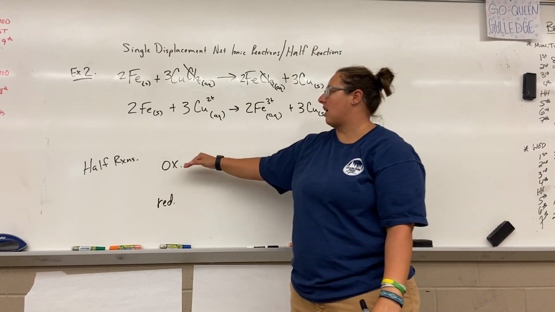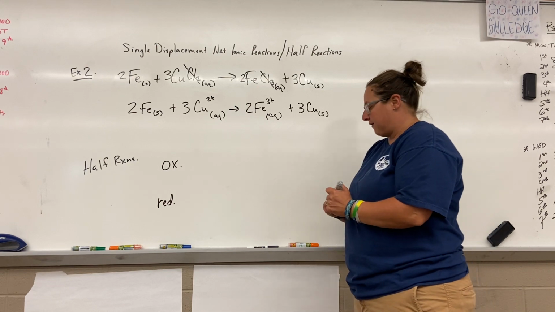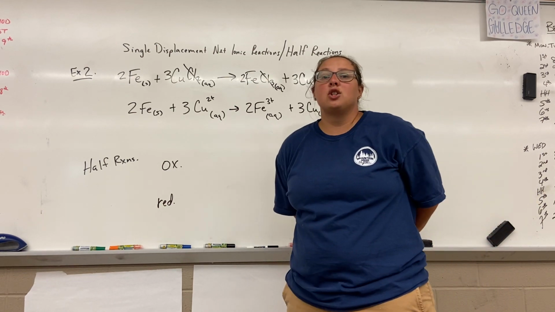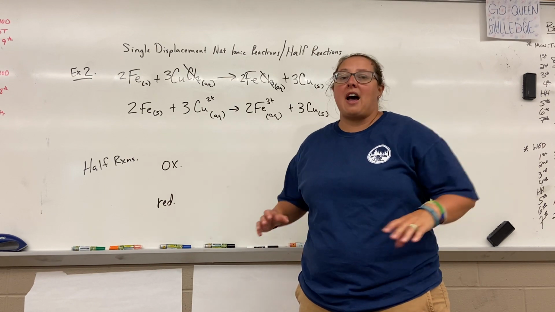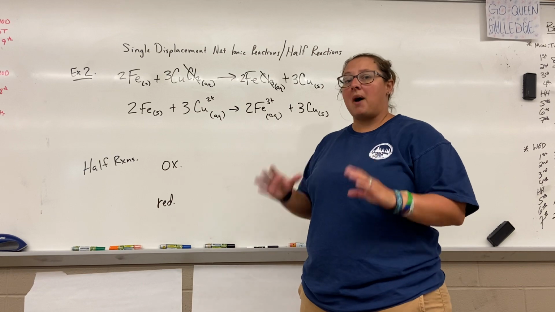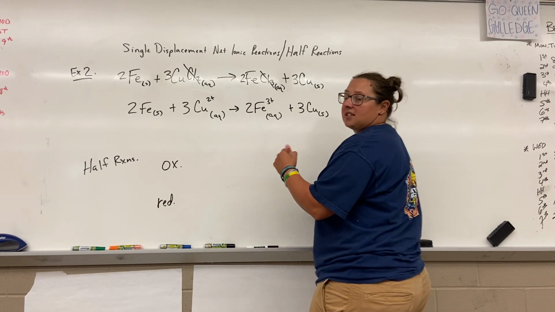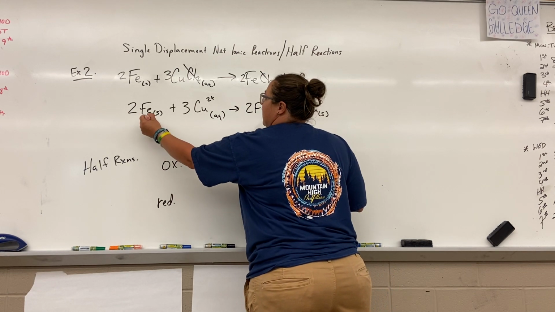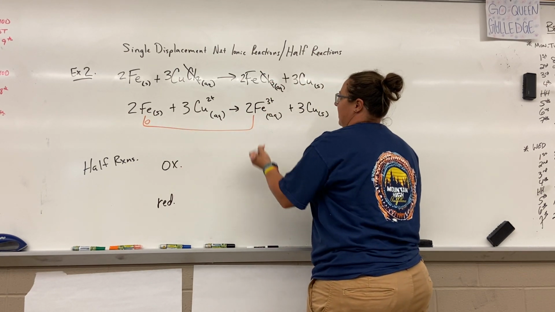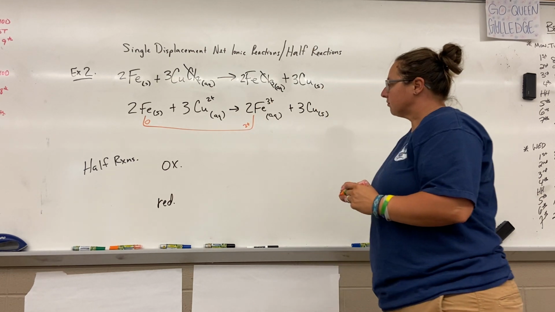Now let's talk about our oxidation and reduction half reactions. So I have to figure out the species that is oxidized. So remember, oxidized is losing electrons. So what happens to the oxidation states? The oxidation states get more positive. So the thing that is getting more positive as the reaction proceeds is iron, because it's going from a 0 oxidation state to a 3+ oxidation state.